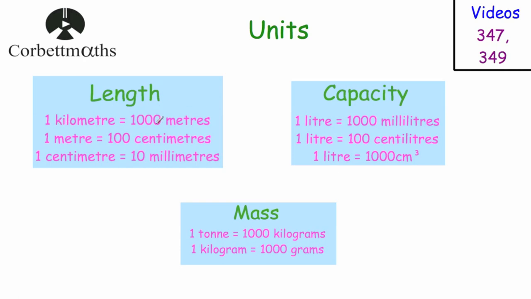1 kilometer is 1,000 meters. 1 meter is 100 centimeters. And 1 centimeter is 10 millimeters. It's important to learn those facts off by heart. In terms of capacity, 1 liter is 1,000 milliliters, and 1 liter is equal to 1,000 centimeters cubed. They're both quite important. And in terms of mass, 1 metric ton is 1,000 kilograms, and 1 kilogram is equal to 1,000 grams. And these are all important unit facts to learn off by heart.